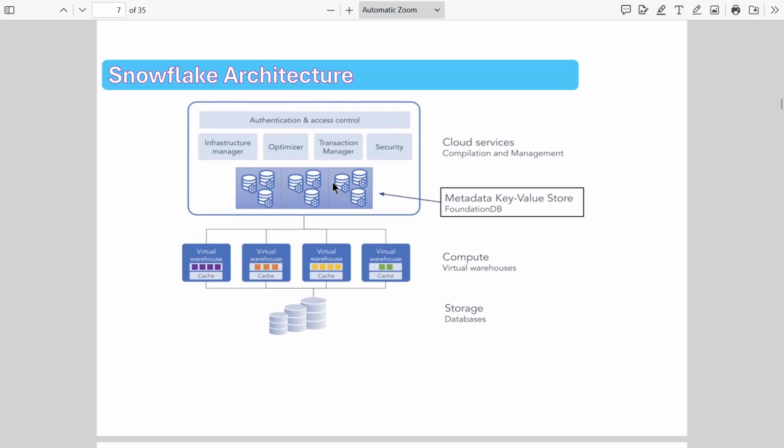Now coming to the Snowflake architecture. Snowflake architecture is mainly divided into three layers. One is cloud services, another is compute, the virtual warehouse, and the third one is the storage layer. The base layer is storage, the databases, the second layer is compute, the virtual warehouse, and the top layer is cloud services, compilation and management. And you can see here the second thing is the metadata key value store, Foundation DB. So what are you understanding by seeing this architecture, can you explain?